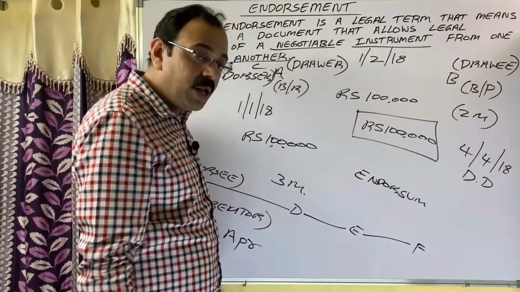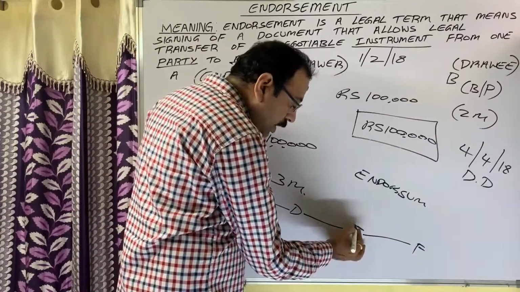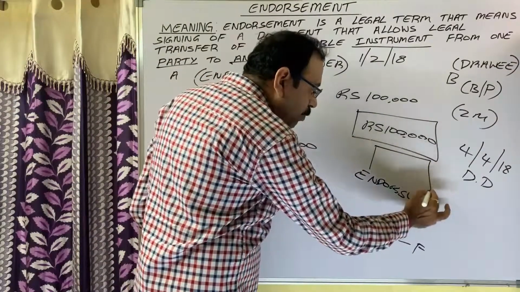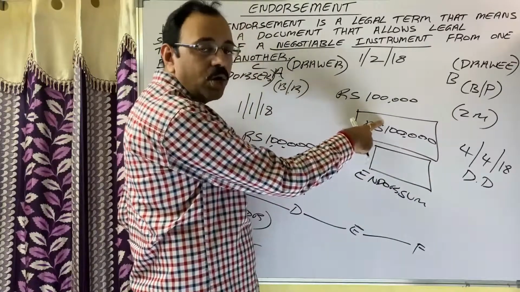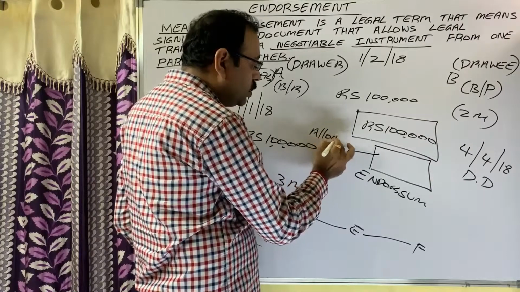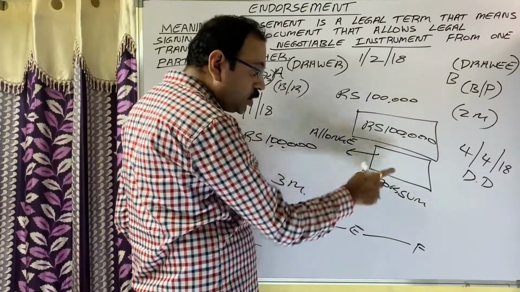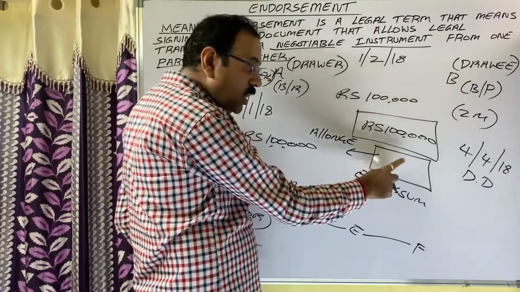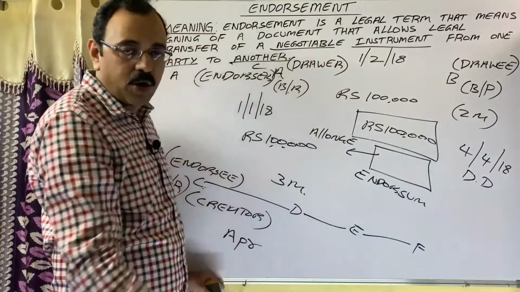Then how to endorse the bill? For that purpose, E attaches a piece of paper to this document. This paper is known as allonge. E signs on this paper. So this document is also a valid document.